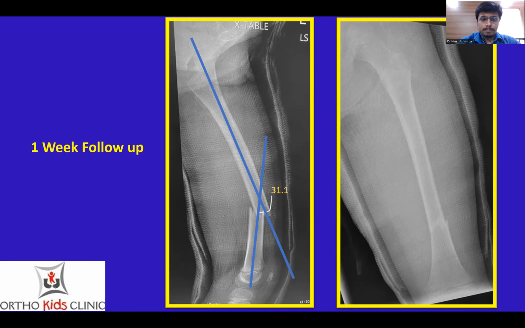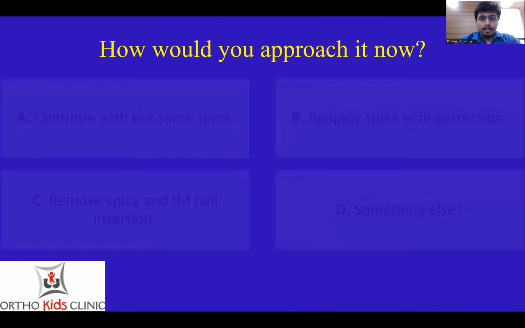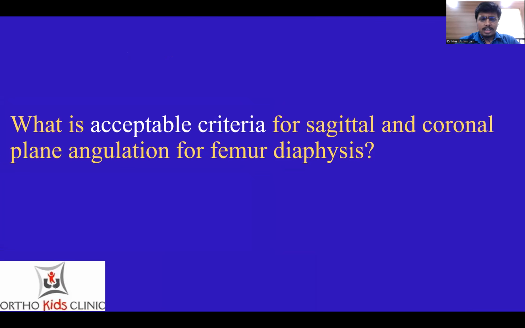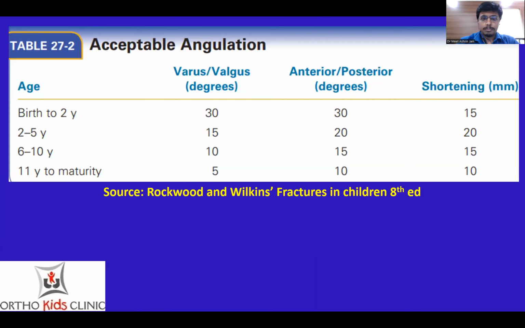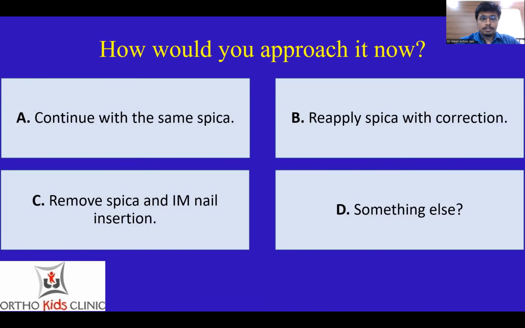So at the age of 6.5, what is acceptable? Meet, how would everyone like to approach it now? Would you continue with the same spica, reapply the spica with some correction, remove the spica and pass an intramedullary nail, or do something else? Coming to the acceptability criteria for diaphyseal femur fracture. But before going to that, Dr. Easwer said that he would like to wedge this spica. Chinmay, what would you do? Yes, sir. I will also think about wedging. Wedging. Shalin? Yes, sir.